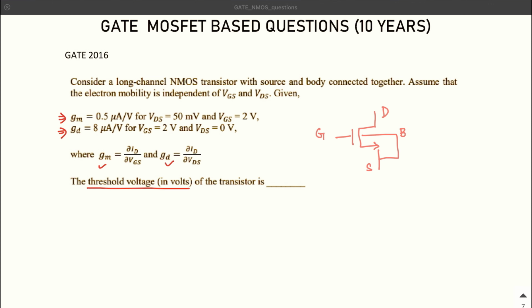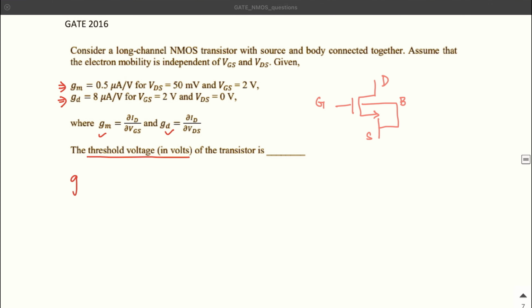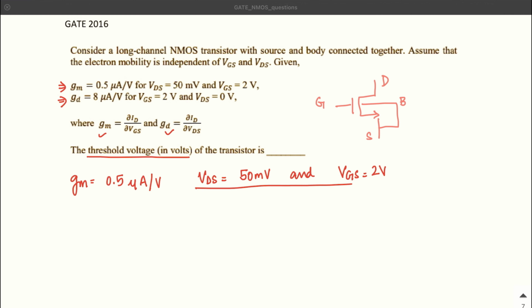Interesting question. Let's first work out for GM. For the GM, you are given 0.5 microampere per volt, and in this case VDS value is 50 millivolt and VGS is 2 volt. First of all, you need to decide which mode the transistor is in, if this is the condition. Now you very well know the threshold voltage is not given to us, so we have VDS which is 50 millivolt, very less, and VGS is 2.